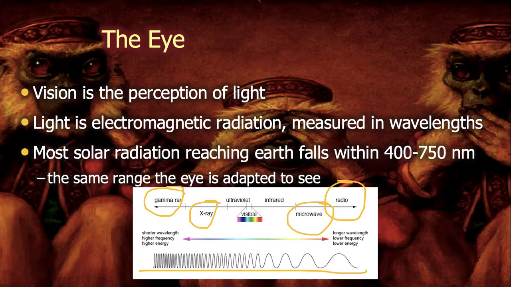Visible light, the light that the receptors in your eye are able to pick up, is found right here, just in a small portion of the electromagnetic spectrum. And then what color you see is dependent on what the wavelength is within that small window. Now, cool fact. Most of the solar radiation that reaches the Earth falls in the 400 to 750 nanometer range, which coincidentally matches up with the receptors that are in your eyeball.